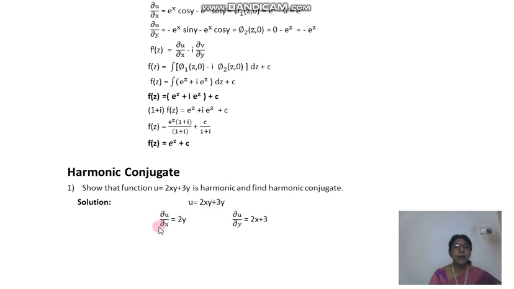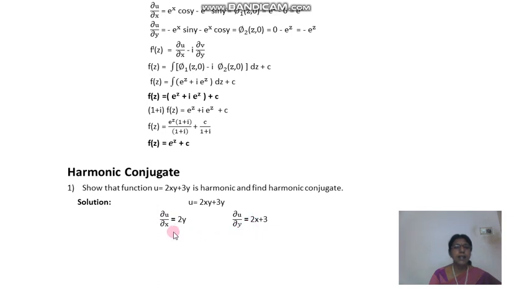First, ∂u/∂x: with respect to x derivative means keep y constant, 2y is constant, and the x derivative is 1. So ∂u/∂x is 2y. Similarly, ∂u/∂y: with respect to y derivative, x is constant. So 2 is constant, x is constant, y derivative is 1. So the first term is 2x, plus 3, since the y derivative is 1. So 2x + 3. So these are ∂u/∂x and ∂u/∂y.